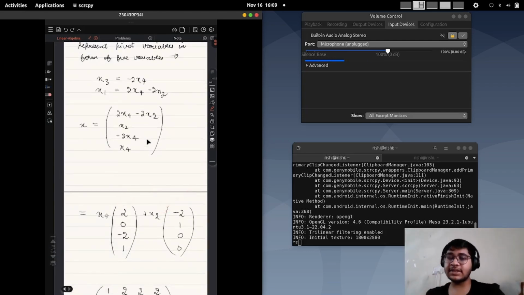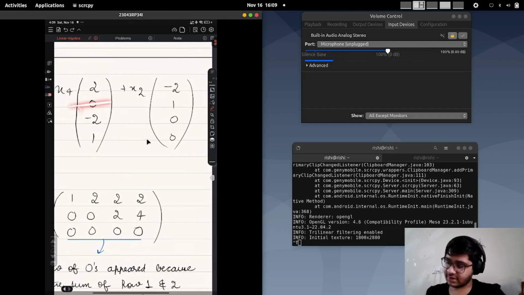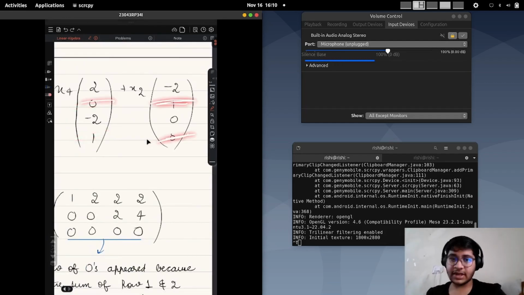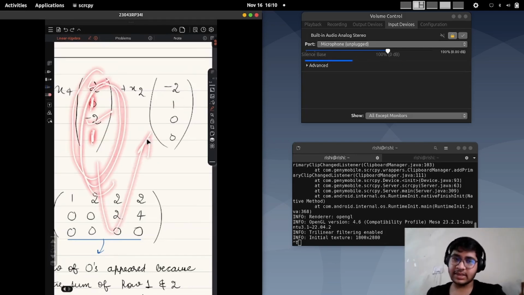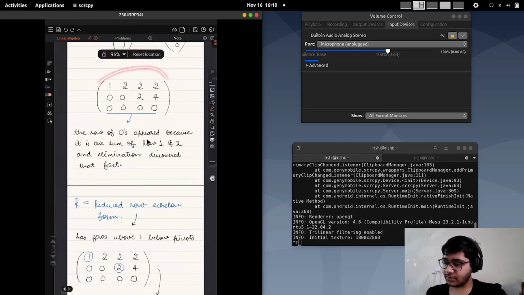While doing this, we already saw we got the free variables which we chose here as 0, 1 and 1, 0. This is a simple method which will include the whole null space if we use these free variables exactly. But if you choose any free variables here, let's say 1, 1, and then compute for these, the vector you will get will also be in the null space. That's for sure. The row of zeros appeared because it is the sum of rows 1 and 2, and the elimination discovered that fact, and that is the most powerful thing.